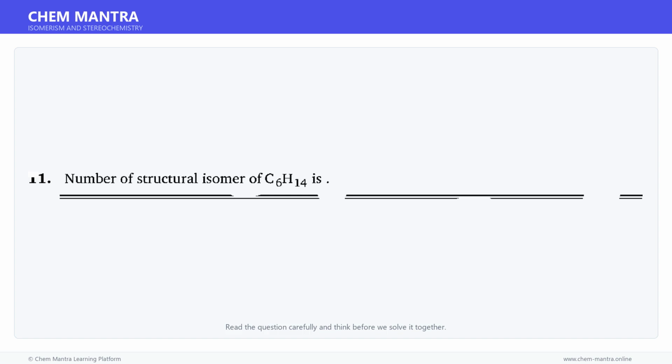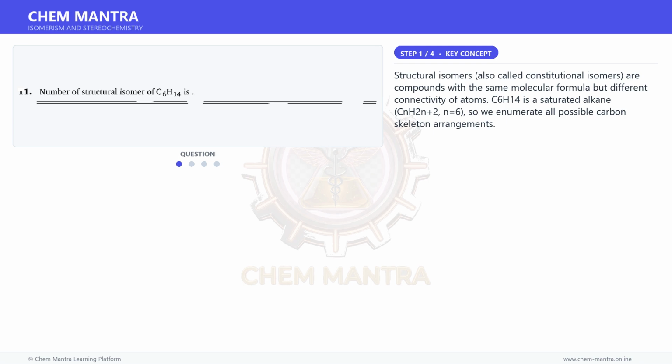Here is a numerical type question. Work through the numbers carefully. Let us solve it step by step. Let us first understand the key concept here. Structural isomers, also called constitutional isomers, are compounds with the same molecular formula but different connectivity of atoms.